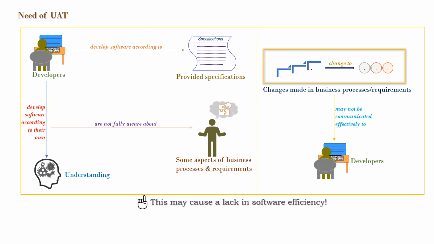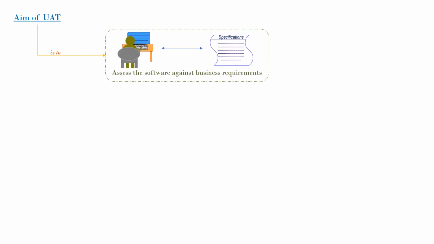Hence, it becomes imperative for end users or clients to test the software before using it in the live environment to check once if it suits to the business requirement or not. Thus, the goal of user acceptance testing is to assess the software against the business requirements to ensure that it can handle the required tasks in real world environment.